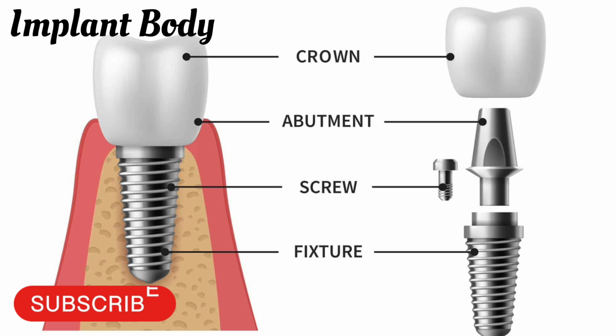It is made up of either metals or non-metals, for example, titanium, zirconium, stainless steel, and it has also various shapes and forms, for example, tapering type, cylinder type, screw shaped, either it is surface etched or plasma sprayed. After placement of implant in bone, it gets its primary stability through osseointegration.